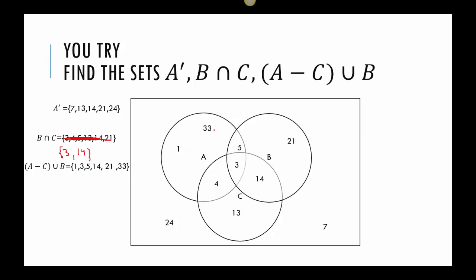But now I'm going to add B to it. So when I add B to it, I'm going to pick up the 5, the 3, the 14, and the 21. See how this 3 and the 14 are part of C? It doesn't matter that I've subtracted C. I've added B back in. So I start with A, I took C out, leaving 1 and 33, then pick back up the 3, 5, 14, and 21. And then I just wrote them in order.